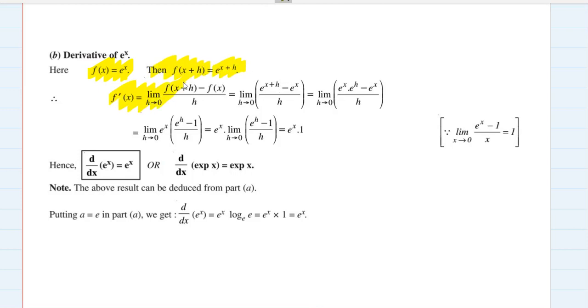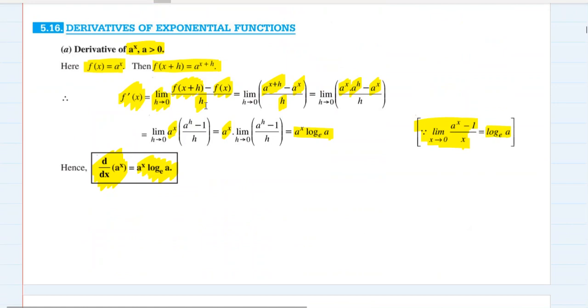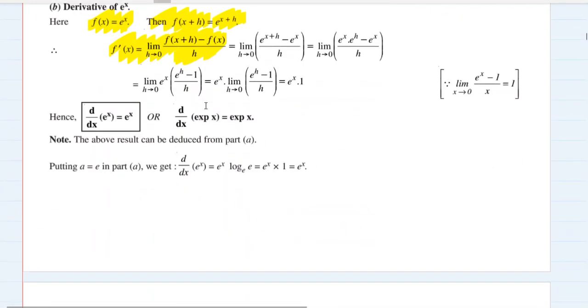We apply the first principles formula and simplify, taking e raised to x common. The limit when h tends to 0 of (e raised to h minus 1) upon h is nothing but 1, right? Why 1? Because the answer is log of a to the base e. Here you will get log of e to the base e, and log of e to the base e is nothing but 1. So the answer will be e raised to x. So d by dx of e raised to x is nothing but e raised to x.